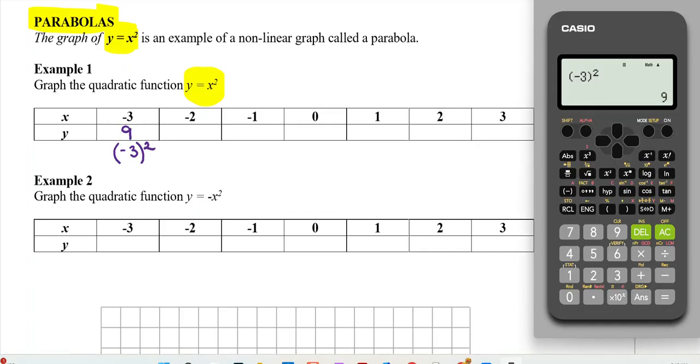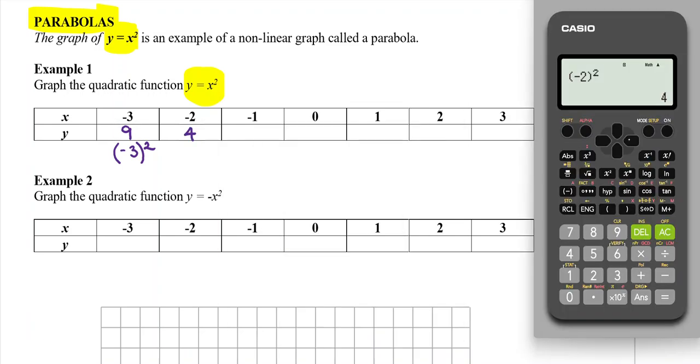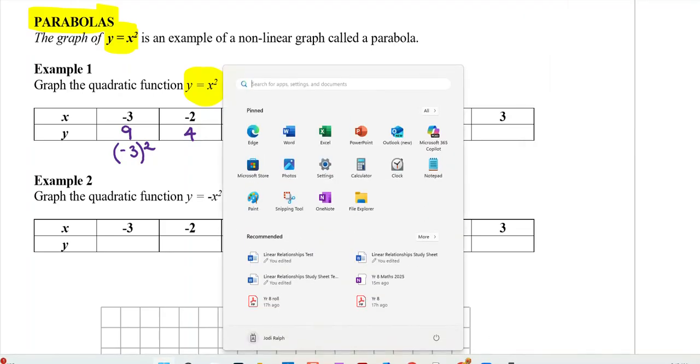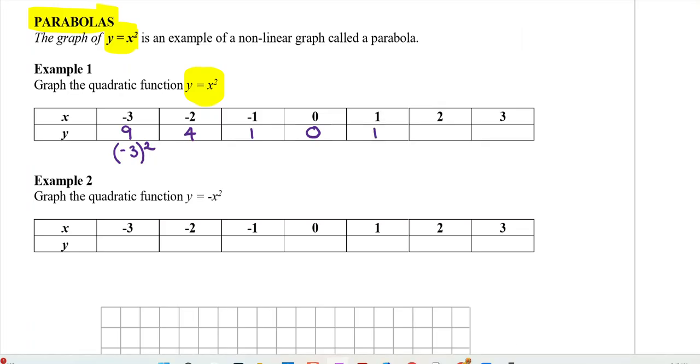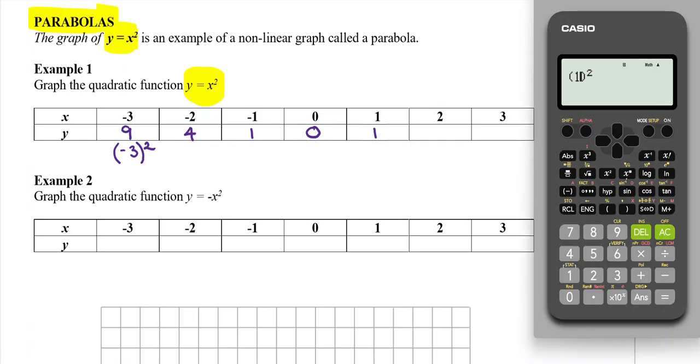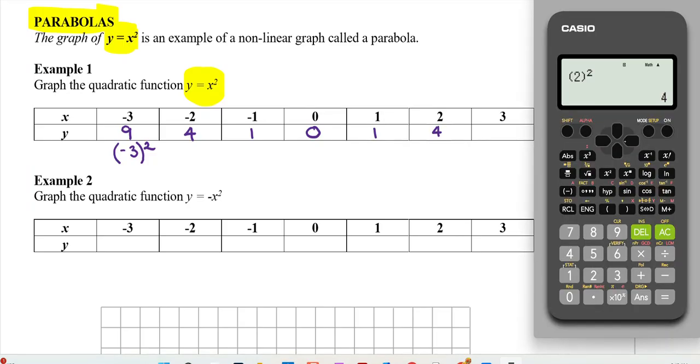Now let's move on to -2. So we're just going to delete that and put in 2. So -2 squared is 4. -1, so you might know some of these without your calculator. -1 squared is 1. Then 0 squared, what do you think 0 squared is? 0 squared is 0. Then we want to do 1 squared, which is 1. And then 2 squared is 4. And then finally, 3 squared is 9.